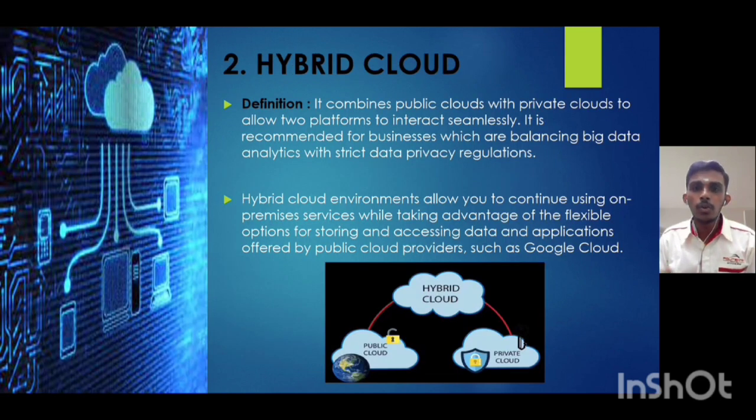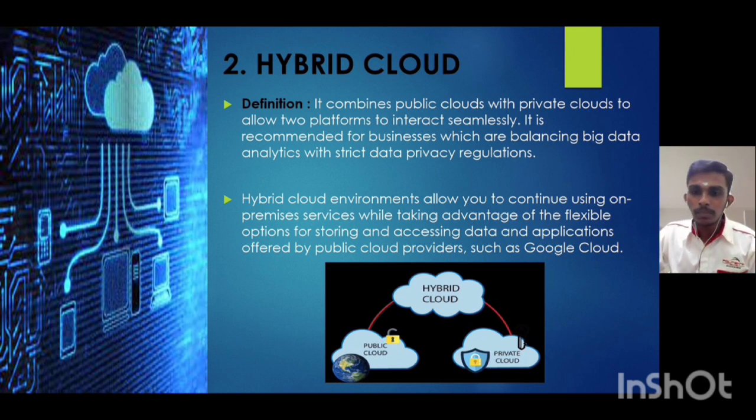Next, we are going to know about hybrid cloud. So what is hybrid cloud? Hybrid cloud combines public cloud and private cloud to allow 2 platforms to interact seamlessly. It is recommended for businesses which are balancing big data analytics with strict data privacy regulations. Hybrid cloud environments allow you to continue using on-premises services while taking advantage of the flexible options for storing and accessing data and applications offered by public cloud providers such as Google Cloud.